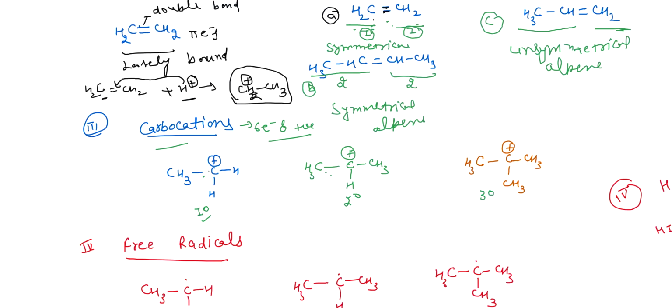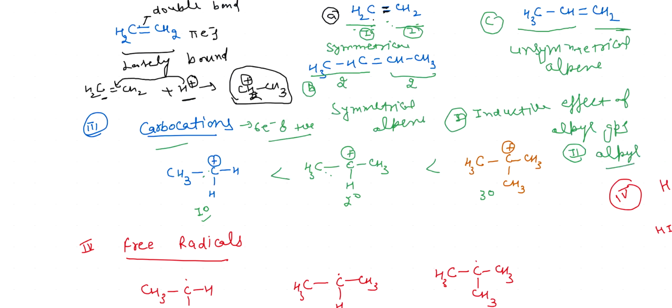And among these, which is more stable? Tertiary carbocations are more stable as compared to secondary and primary because of the inductive effect of alkyl groups and the hyperconjugative structures formed by these alkyl groups. So these are the two main reasons. First is the inductive effect. The second one is the hyperconjugative effect. So tertiary is more stable than secondary, which is more stable than primary.